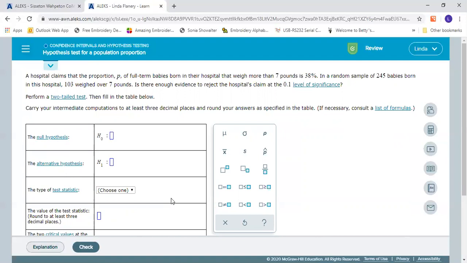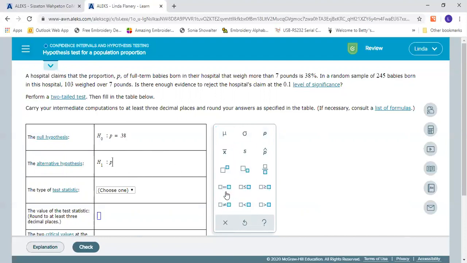So the hospital claims that full-term babies born in their hospital weigh more than 7 pounds. So in this case, the alternative hypothesis is our claim P is greater than 0.38. They're saying they weigh more than 7 pounds, or no, never mind, I'm messing that up. They weigh more than 7 pounds is 38%. So they're saying that it is 38%. That's going to be equal to 38%. Almost screwed that one up.